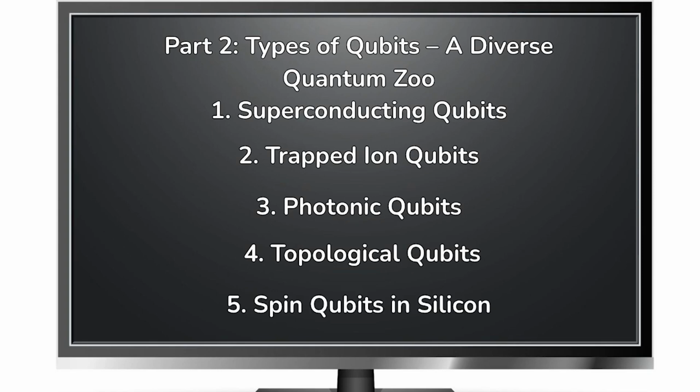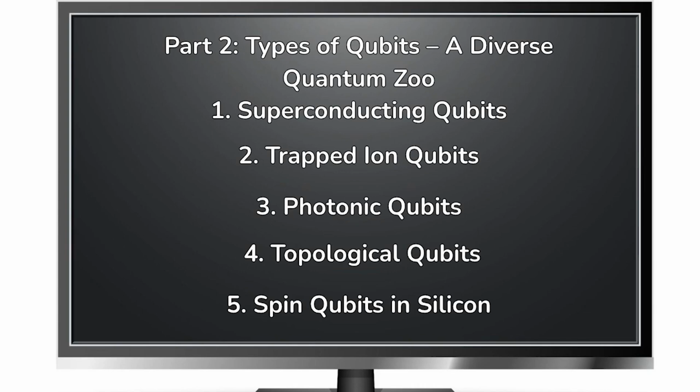5. Spin qubits in silicon. These qubits use the spin of individual electrons trapped in silicon. Since they're built on silicon, they might be easier to integrate into existing chip manufacturing techniques. Intel and academic labs have been pushing this forward.